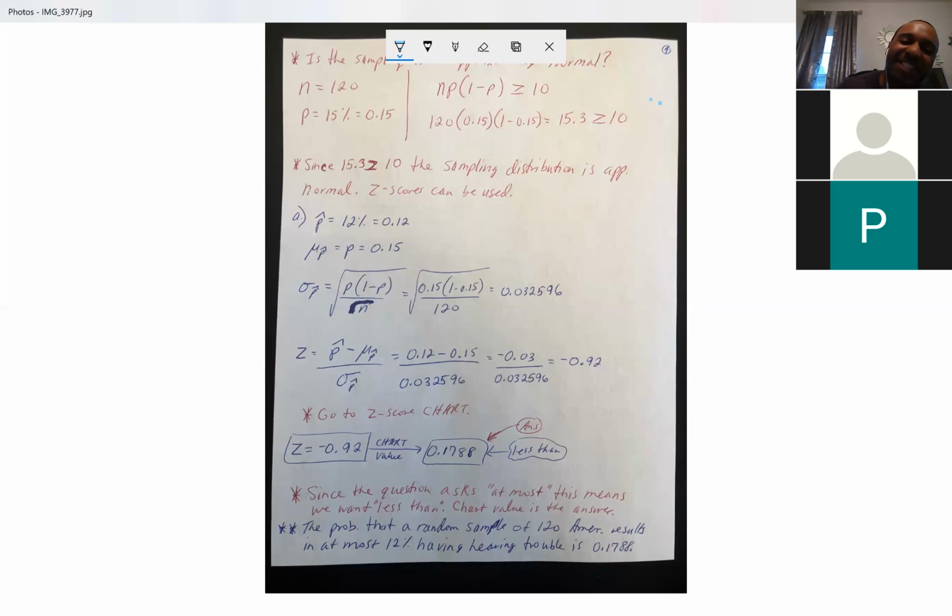So what we'll do is use these three pieces that we found in our z-score relationship, when we do p hat minus the mean divided by our standard deviation. So that's 0.12 minus 0.15 divided by 0.032596. And that gives us the z-score of negative 0.92.